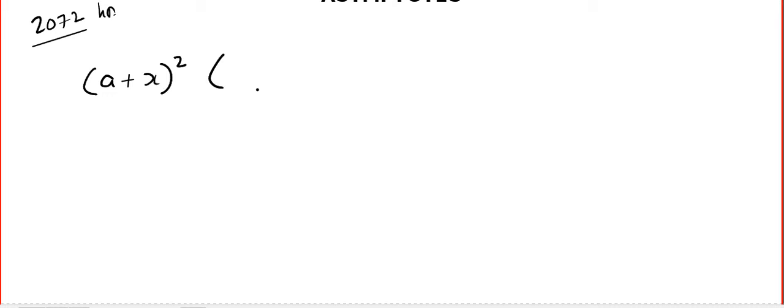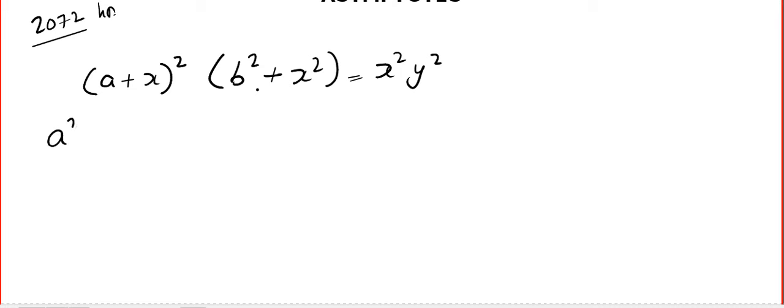Now let's go for the next question. And that is from 2072 Karthik. So 2072 Karthik, the question goes like this: find the asymptotes of the curve (a + x)² (b² + x²) = x² y². So now you know what to do.